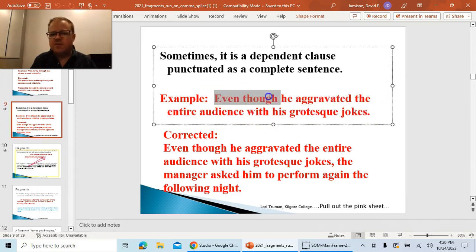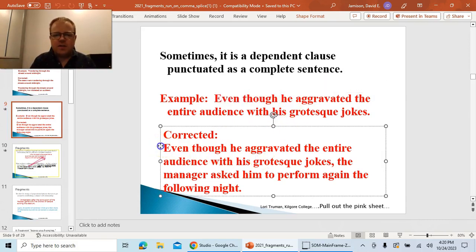But because we have even though here, we need to show what happened even though he aggravated the audience that way. So, even though he aggravated the entire audience with his grotesque jokes, the manager asked him to perform again the following night.